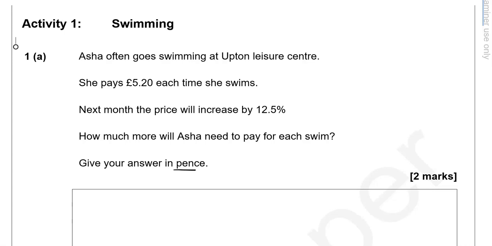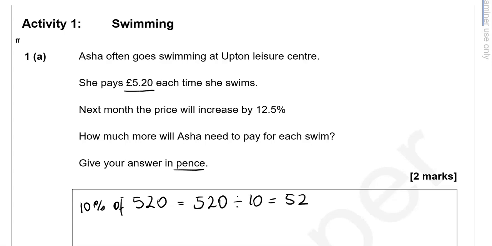As we're going to need to give the answer in pence, I'm going to convert £5.20 into pence, which is 520 pence. So we need to work out 12.5%, and as we are not using a calculator, I'm going to use the 10% method. So 10% of 520 is worked out by going 520 divided by 10, which means knocking off a 0 in this case, so that gives us 52.